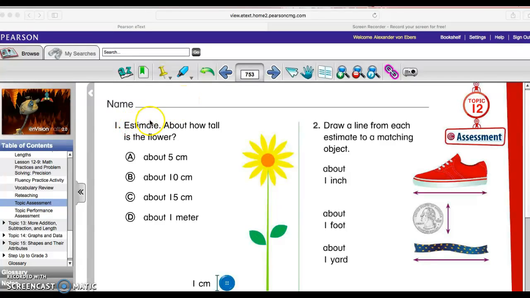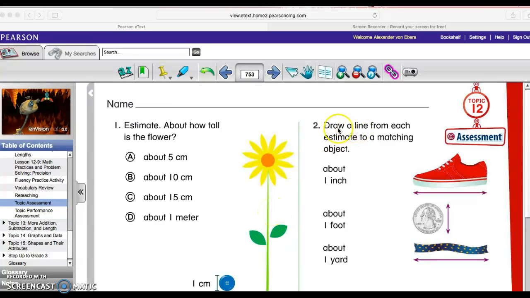Number one, estimate about how tall the flower is. So about how tall is this flower? And you have this little button that's 1 centimeter to help you out. Estimating, is this flower about 5 centimeters, about 10 centimeters, about 15 centimeters, or about 1 meter long? How tall is the flower?